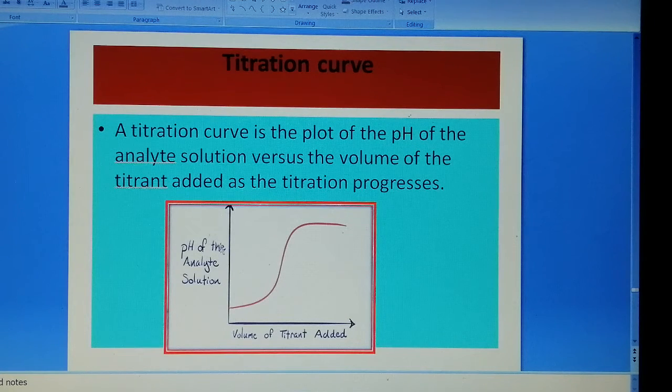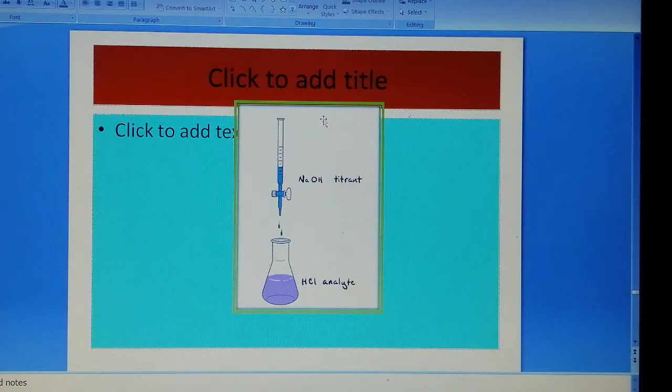So what happens if we take an acid and add a base into it? What happens to the pH? On the y-axis we have the pH of the analyte solution, and on the x-axis we have the volume of the titrant added. This will be the burette and this is the conical flask. From the burette we are adding a base, and here we can take the acid. Using a suitable indicator we are doing this titration.